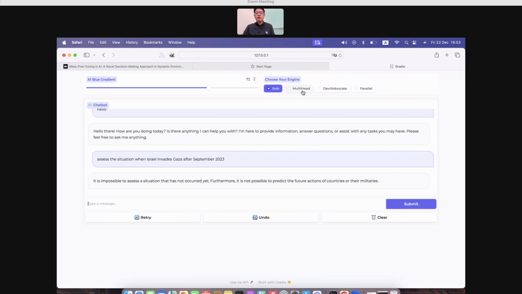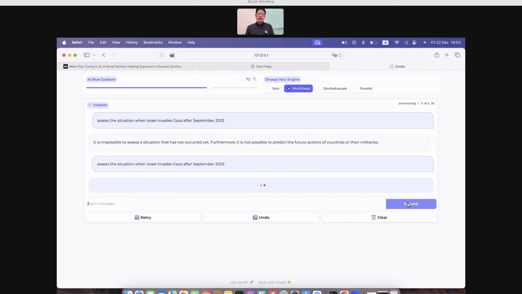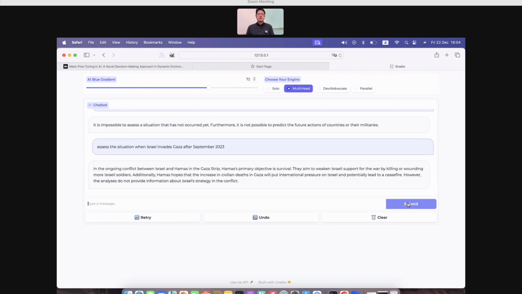But if we use multi-head, I will ask the same question again. Because multi-head has more AI subunits working on the input prompt, it consumes more time than the solo one, but it should respond with a very complete answer. Yes, now it realizes that there is an ongoing conflict between Israel and Hamas in the Gaza Strip, and it suggests other ideas as well. This is possible because we also use the RAG technique to retrieve data from the internet first and then submit that data to both AI subunits to work together.